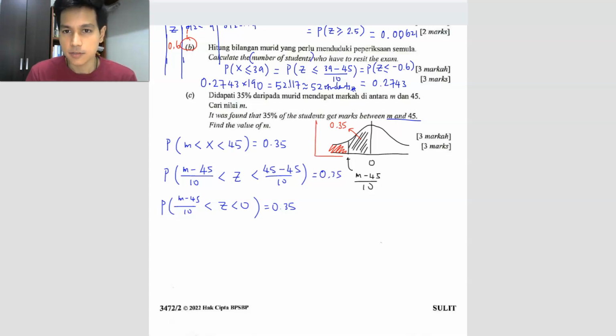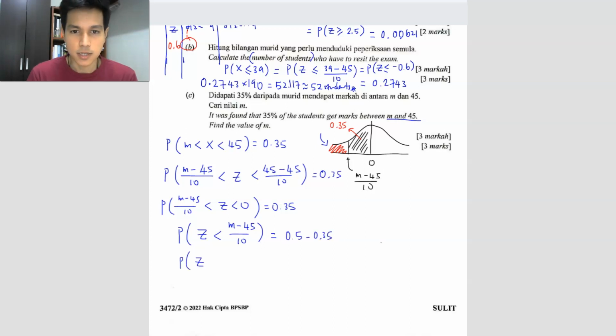You know that half the diagram here is 0.5, correct? So if it's 0.5, you can find the balance here. So the balance, we can say that P, when Z is less than M minus 45 over 10, should give you 0.5 minus 0.35. So that means when Z is less than this, the value should be 0.15. So this region here is 0.15. Okay, so now we are at this part.